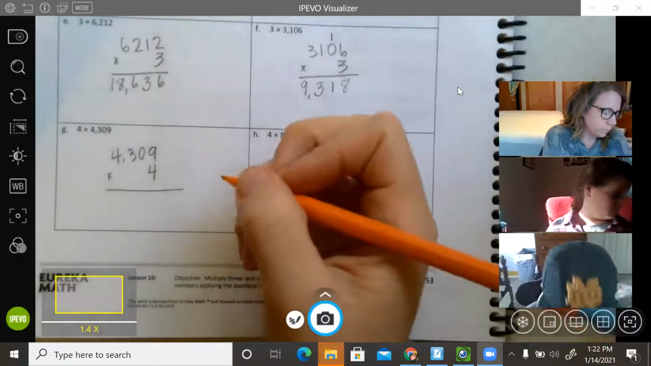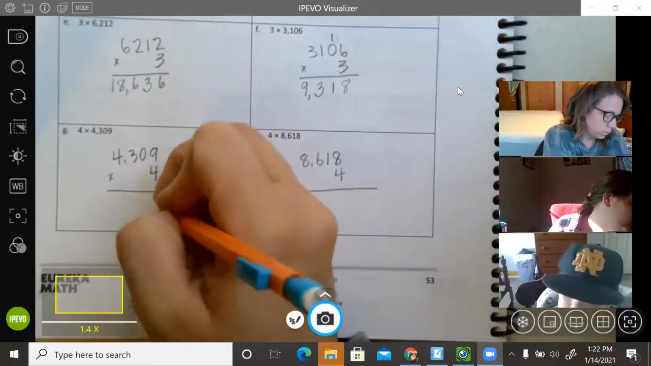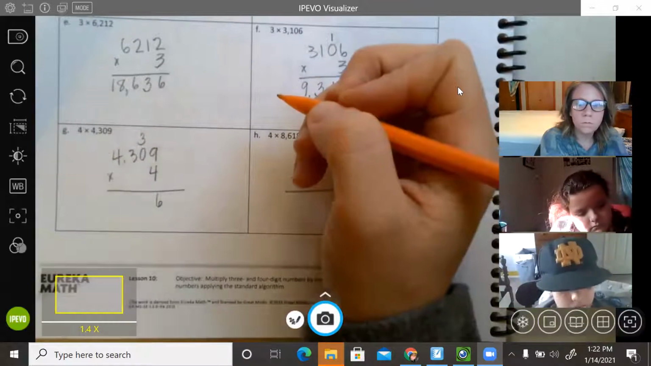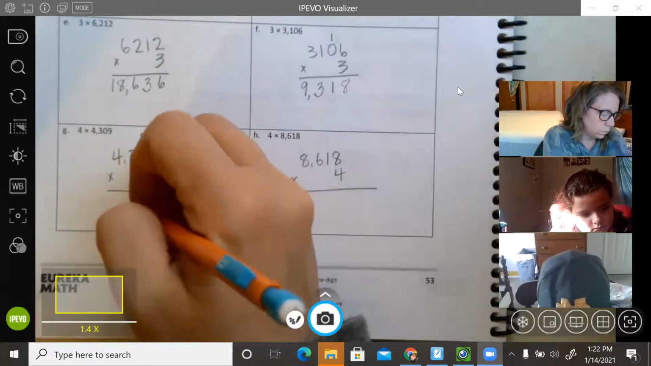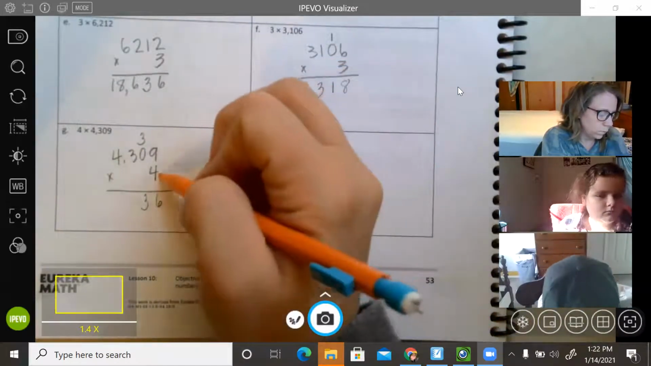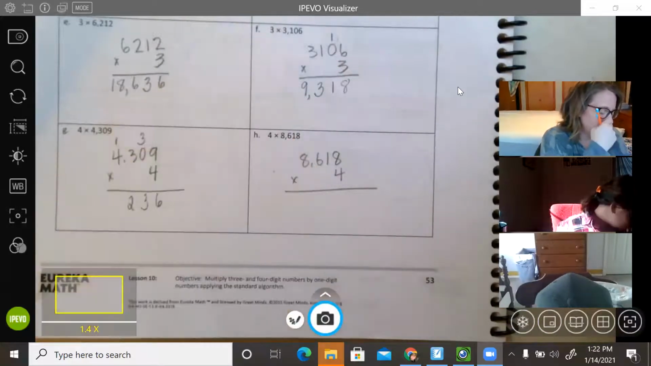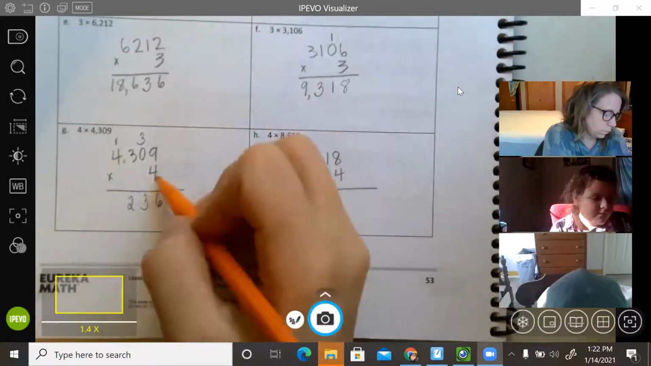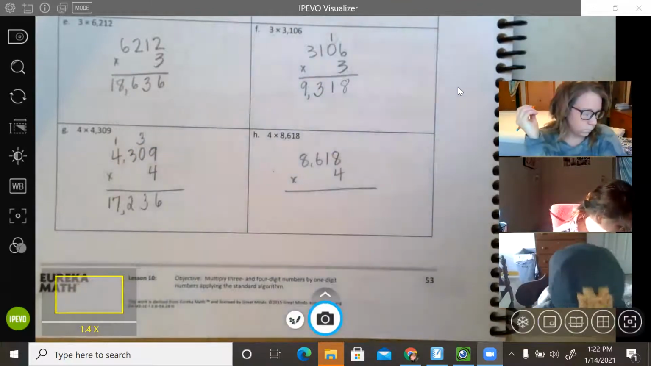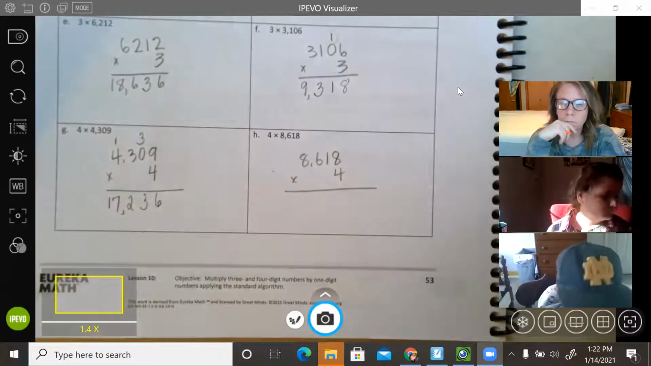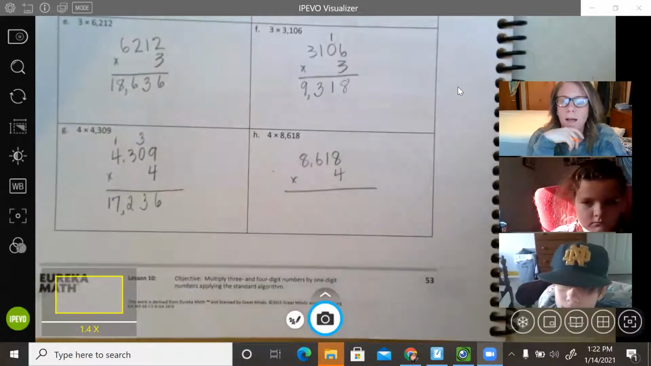Where do we start? So you do 9 times 4, which equals 36. You put down a 6, carry the 3. And then you do 4 times 0 equals 0, plus 3 equals 3. And then you do 4 times 3 equals 12. Put down a 2, carry the 1. And then you do 4 times 4 equals 16 plus 1 equals 17. So you put 17 down in your answer. Your final answer is 17,236. Very good.